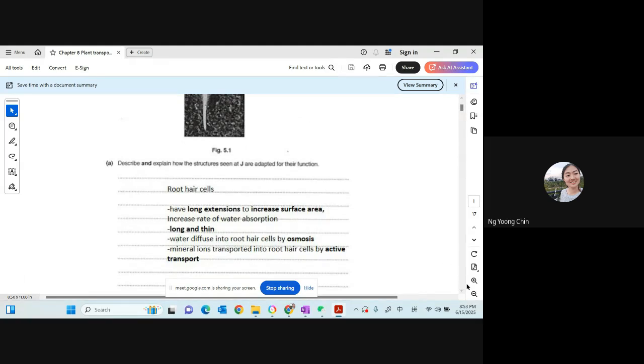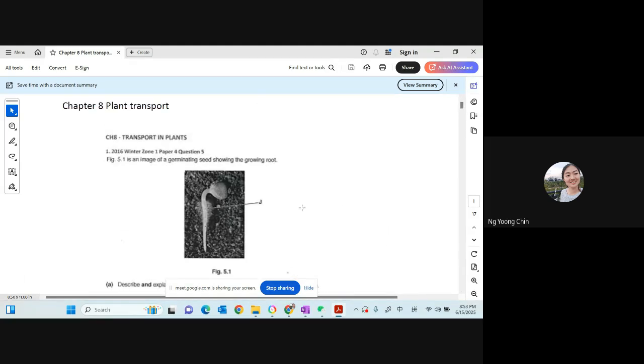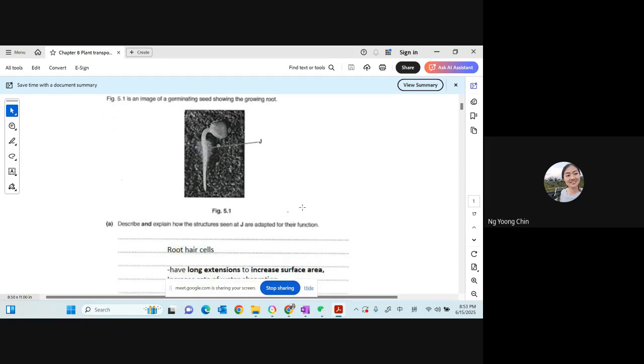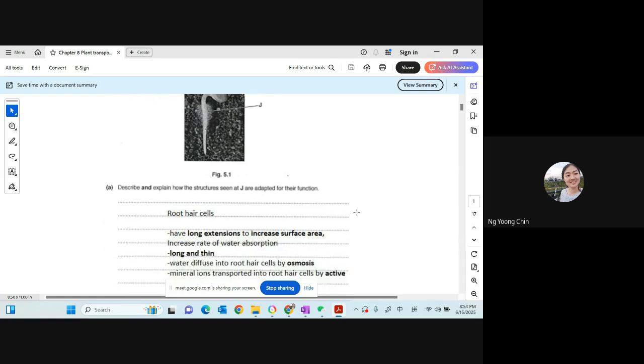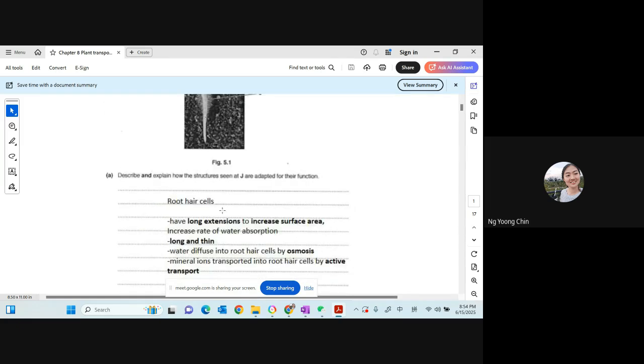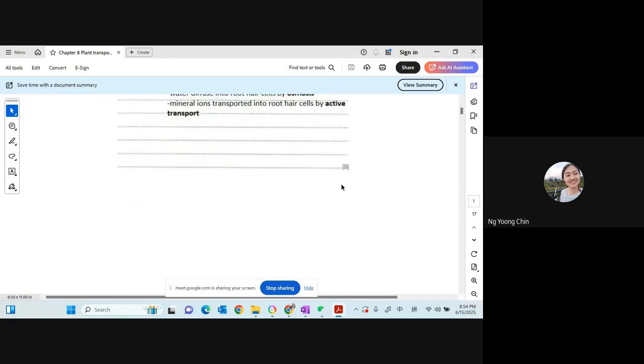Yeah. Okay, sure. So now we go through chapter 8, paper 4. Okay, for your information, my past year papers for paper 4 are given from 2016 until 2023. This is for information only. So this is a root hair cell. You should know the structure of the root hair cell. I think we had learned before.